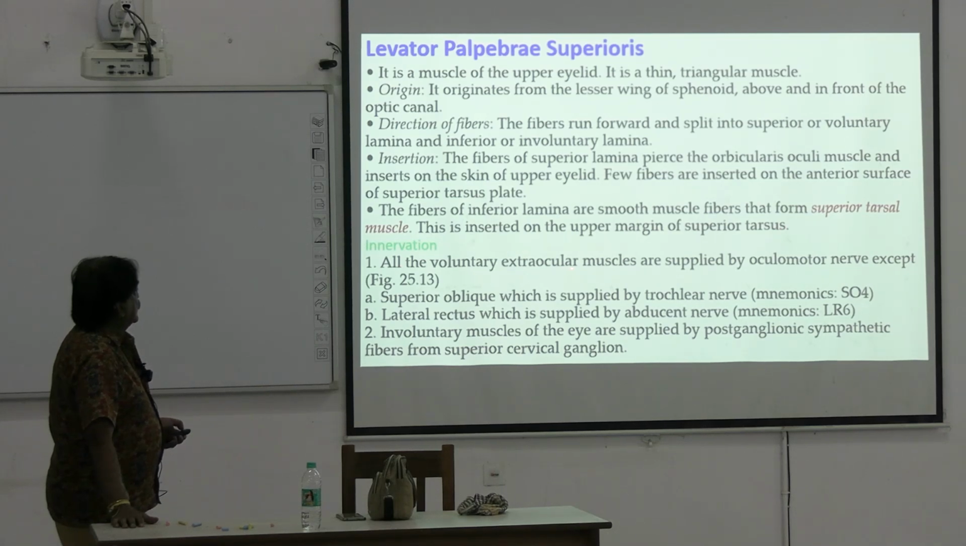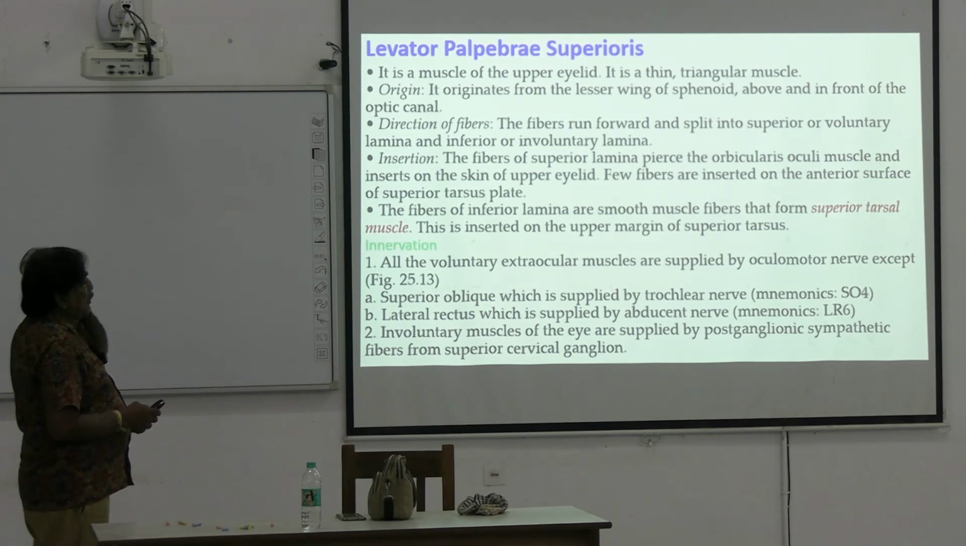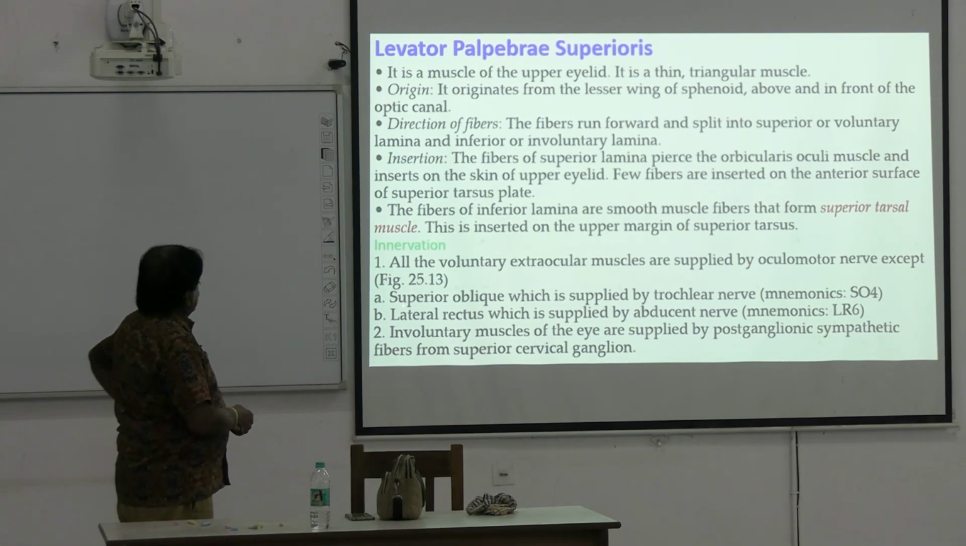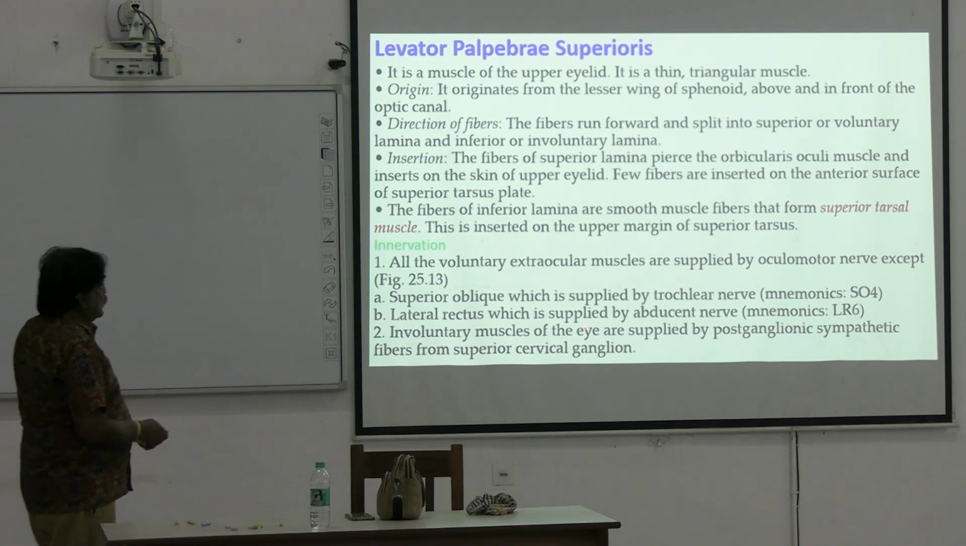Innervation: all voluntary extraocular muscles are supplied by the oculomotor nerve. You have to remember the innervation: all the voluntary muscles are supplied by the oculomotor nerve except the superior oblique, which is supplied by the trochlear nerve, and the lateral rectus, which is supplied by the abducent nerve. Involuntary muscles of the eye are supplied by the post-ganglionic sympathetic fibers from the superior cervical ganglion. The nerve supply, innervation, you have to know.